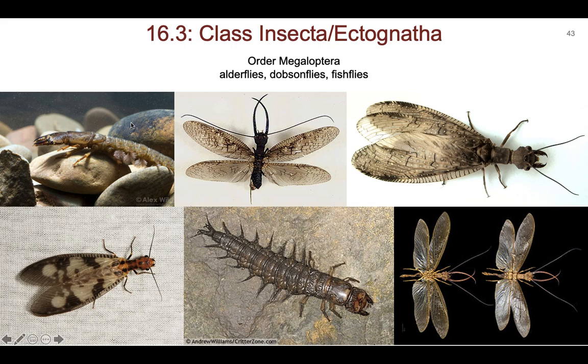Then there's the Megaloptera. You probably are familiar with these in Pennsylvania as the hellgrammite larvae. These are the alderflies, Dobson flies, and fish flies. And as adults, they can have these really cool mandibles. They don't really use these for defense, but more for mating. Yeah, they can have these really, really cool long jaws as adults. This is a hellgrammite larva, so cool predators as larvae too.